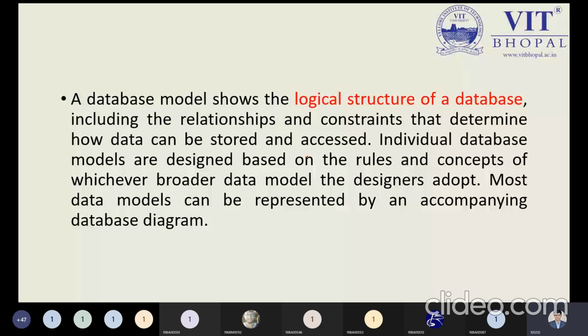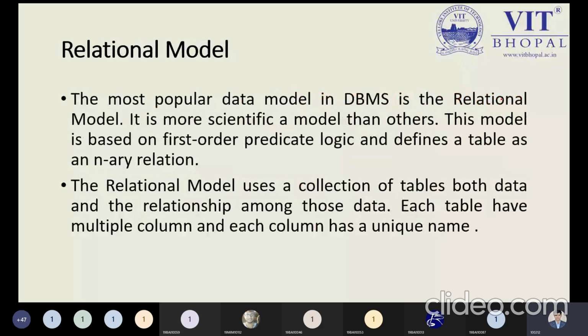We have the data model. Same thing, we are inspired from the flowchart; that is a data model. Most data models can be represented by an accompanying database diagram. Here we are talking about the diagram, which means we need to look at each and everything in a diagram manner. So the first model we have is the relational model.